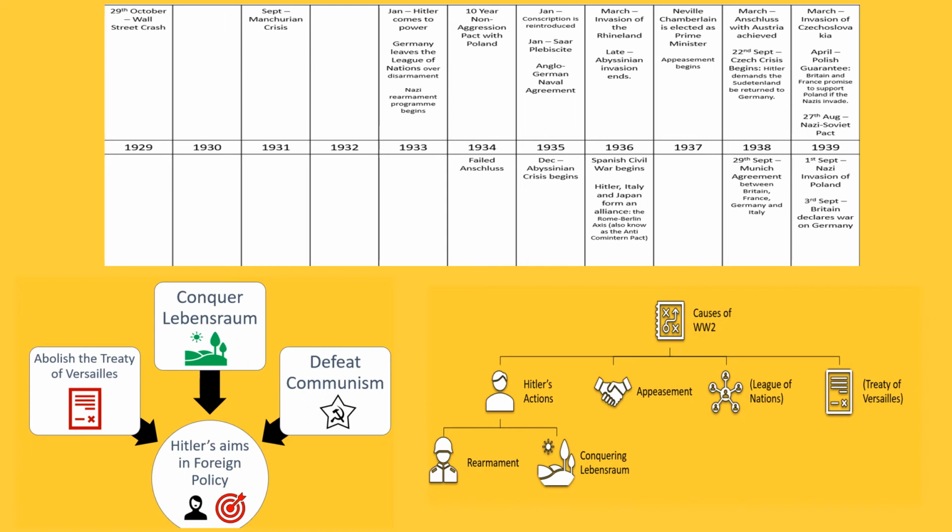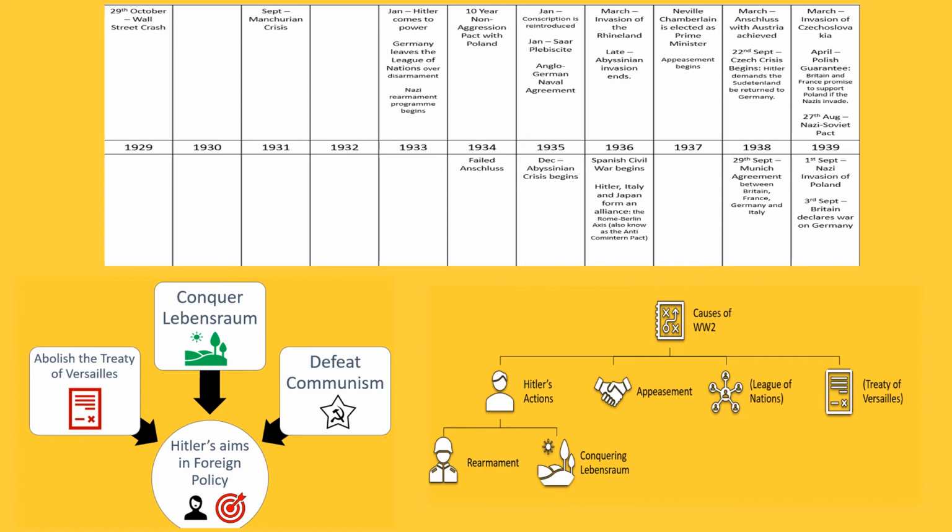However, if you are looking at this from a revision point of view, which is why a lot of you will be watching these videos, I know, you want to look in terms of what can you remember about these causes? Where does it fit into, again, those three objectives: abolishing the Treaty of Versailles, conquering Lebensraum, defeating communism?